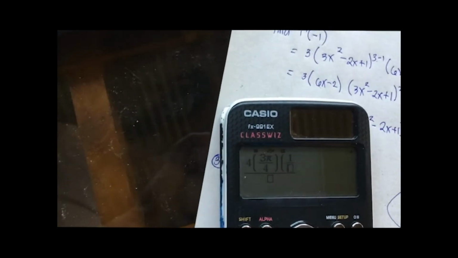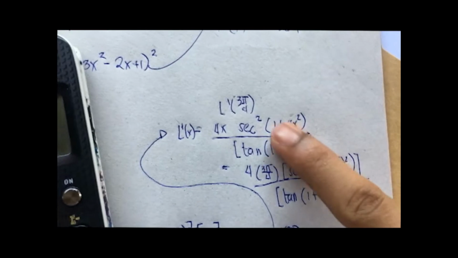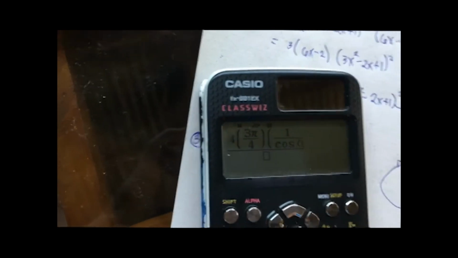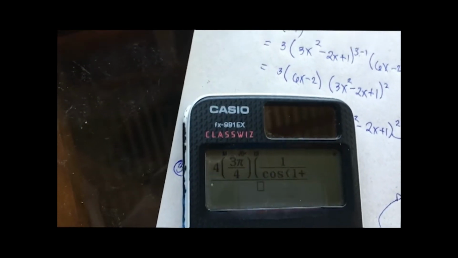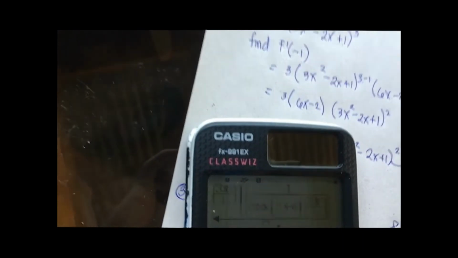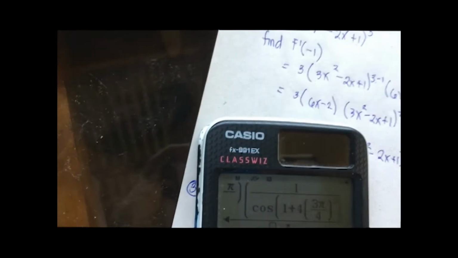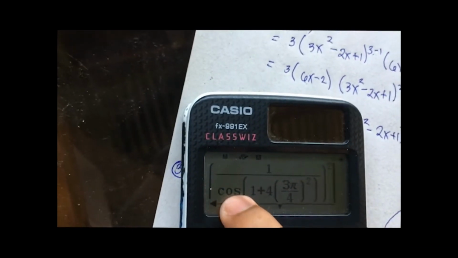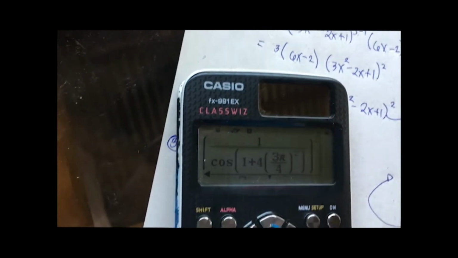So, 1 over cos. Of course, secant is 1 over cos. So this is equivalent to 1 over cos squared of 1 plus 4x squared, so 1 plus 4 times 3 pi over 4. Of course, it should be squared. Close. Then another close. Squared. Why is there a squared? Because it's secant squared. So the squared should be outside. You cannot put the squared here, you can't put it in the calculator that way.